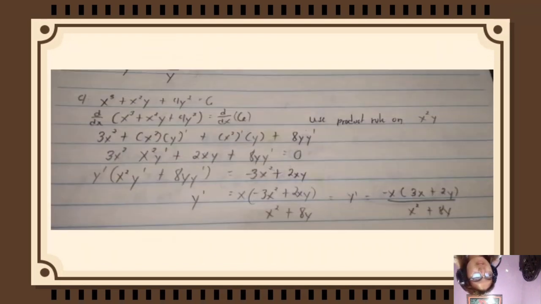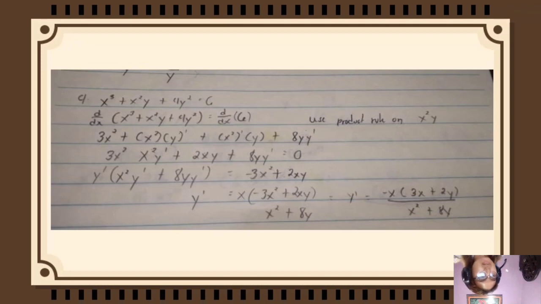So, ayan na. Number 4. x cubed plus x squared y plus 4y squared is equal to 6. So, i-derivative natin to. Derivative of x cubed, 3x squared. Ano yung derivative ng x squared y? Dito, product rule. Gagamit tayo ng product rule dito. Okay? Therefore, ayan na.